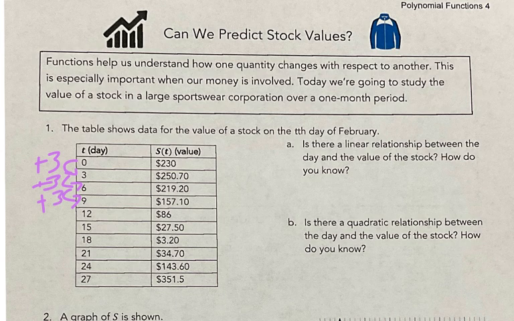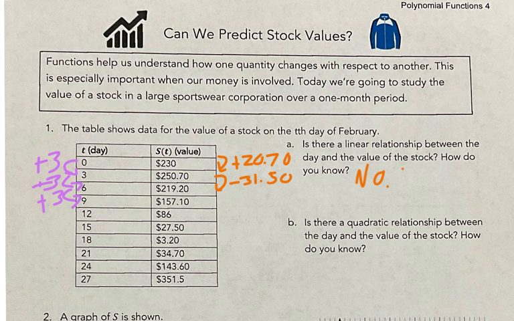So from $2.30 to $2.50 and 70 cents, that means I went up $20.70. Then from $2.50 and 70 cents to $2.19 and 20 cents, I went down by $31.50. And I can tell right now that's not linear. So if you had to explain, how do you know? Because it's not equal changes in the Y versus the X. Every equal change in the input does not result in equal changes of the output.